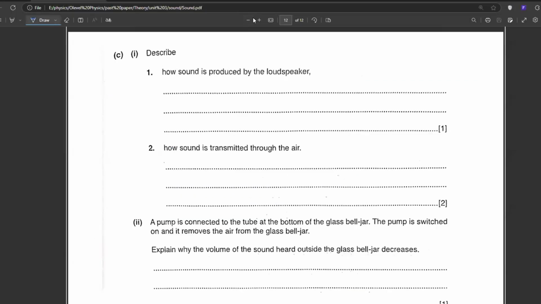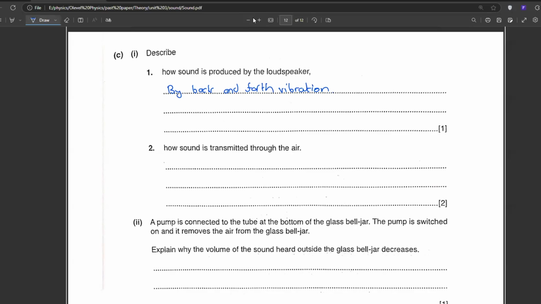Describe how sound is produced by the loudspeaker. How does the loudspeaker produce sound? By back and forth vibration. Simple. This produces sound.